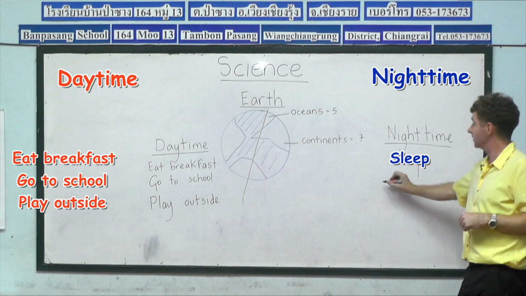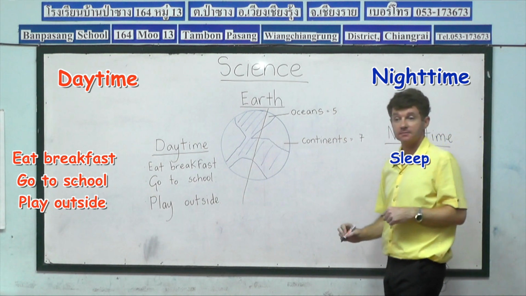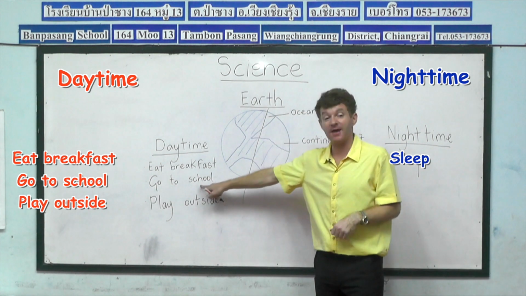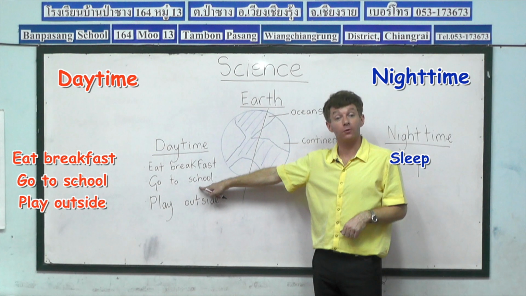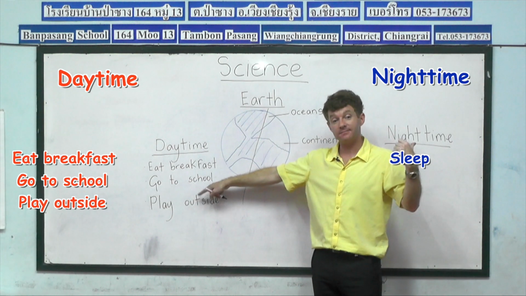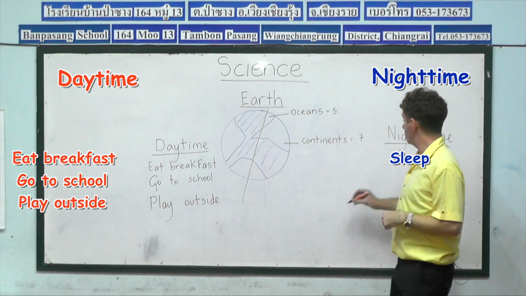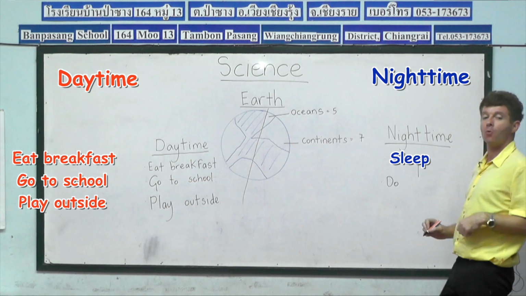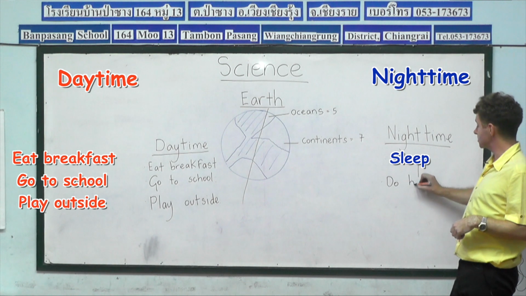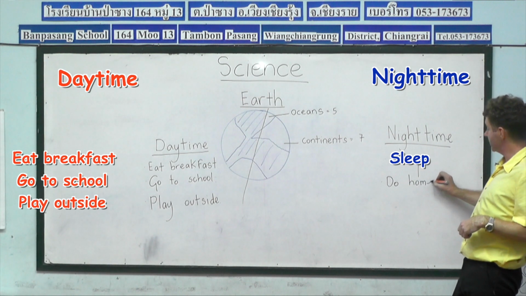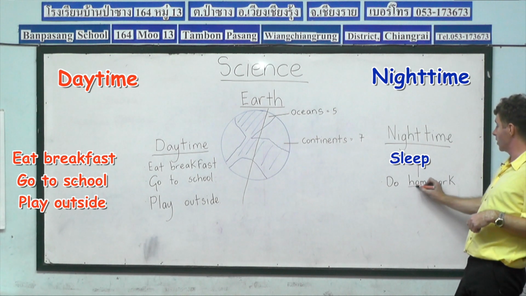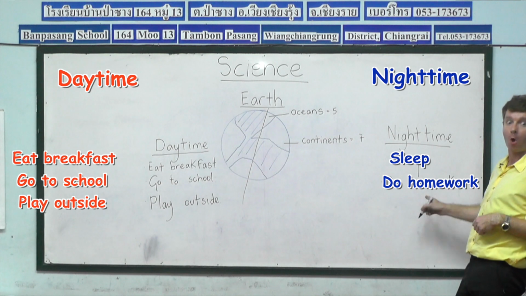S-L-E-E-P. Any other examples, guys? Do my homework. Do homework. Excellent. Because daytime, go to school. But nighttime, do my homework. D-O. And then how do we spell homework? H-O-M-E-W-O-R-K. You can see homework, the clue is in the word home.